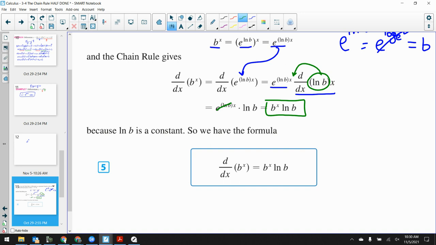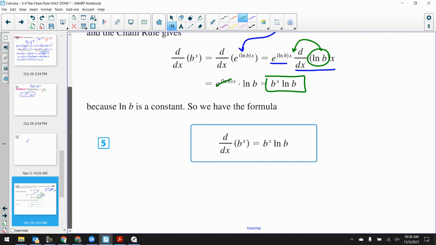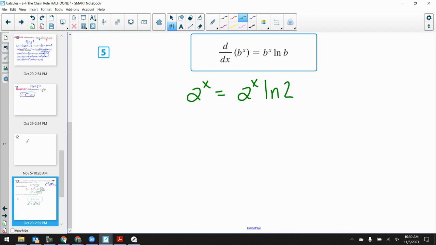No pun intended. So if I were to find the derivative of 2 to the x, well, the derivative of 2 to the x would just be 2 to the x ln of 2. And remember, ln of 2 is just a constant, just a number. The derivative of 3 to the x would just be 3 to the x ln of 3. The derivative of 7 to the x is 7 to the x ln of 7.